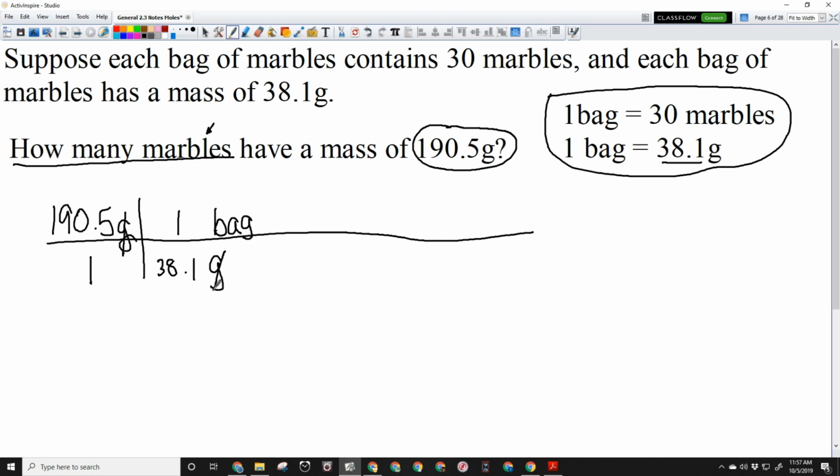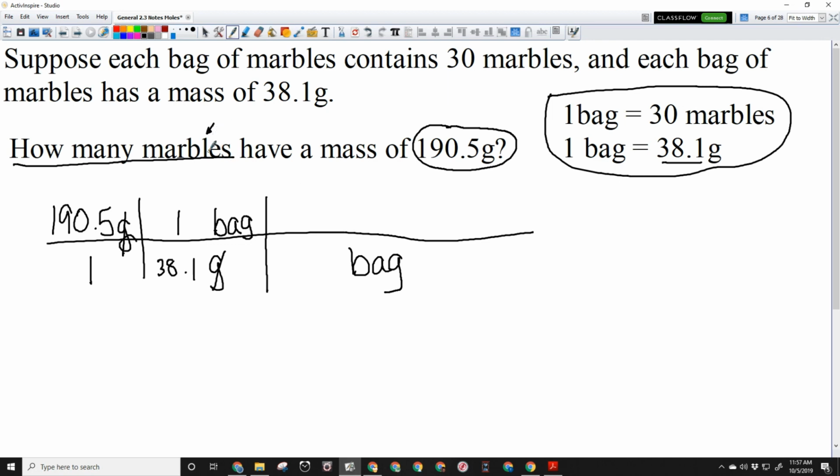Cancel what I can cancel. What unit do I have left? Bags. I'm not there yet, so I need to do another conversion factor. Start back over with the first step. So what is the first step? What unit do I want to get rid of? I want to get rid of bags. So I'm going to put it on bottom so I can force it to cancel.